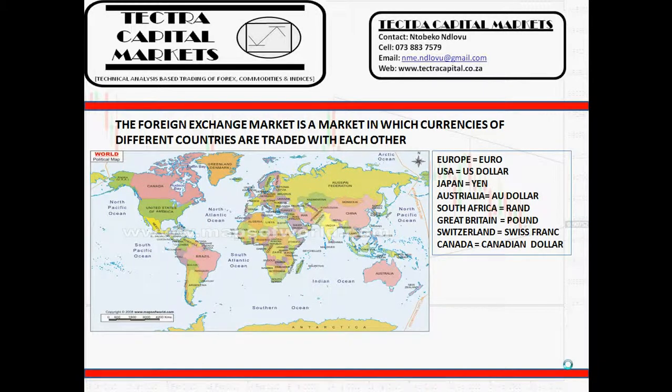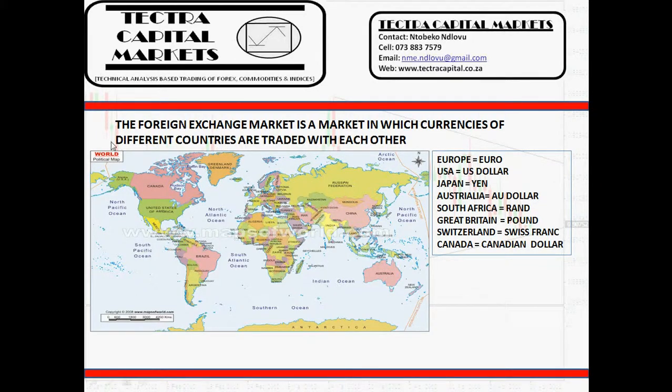The first slide shows the map of the world, and the reason why I'm showing this map is because it makes it very easy and simple, in fact, to describe how this market actually works. So basically you have a whole host of different countries that exist around the globe. You've got the USA, South Africa, Australia, China, Japan, Europe, with the countries of the Eurozone, and all these countries basically have something in common. They all have a local currency.